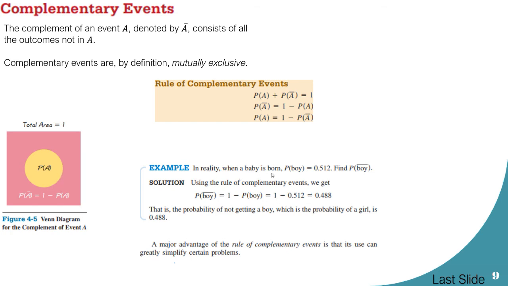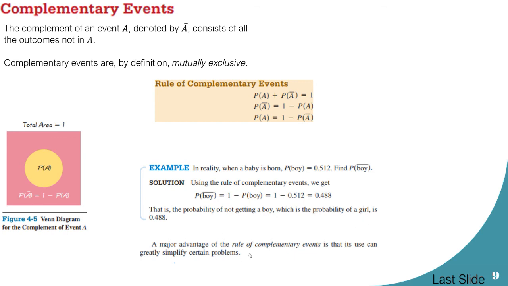And we have seen this example before. So in reality, when a baby is born, the probability of getting a boy is 0.512. Find the probability of not getting a boy. So we can do this by saying then the probability of not getting a boy is 1 minus the probability of getting a boy. So that's 0.488, which happens to be the probability of getting a girl.